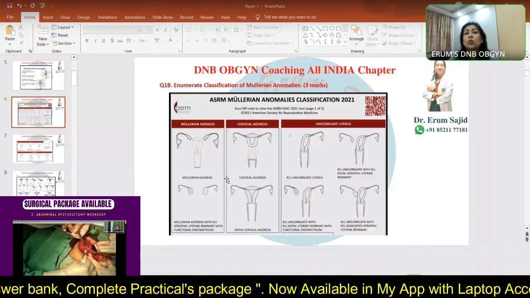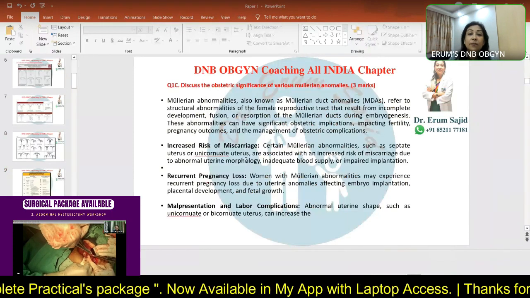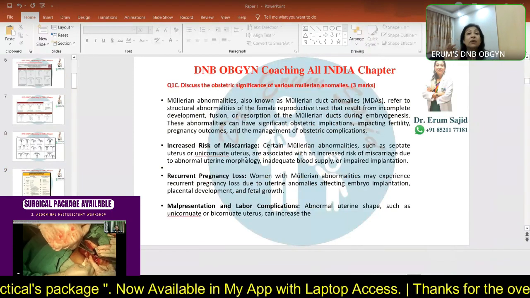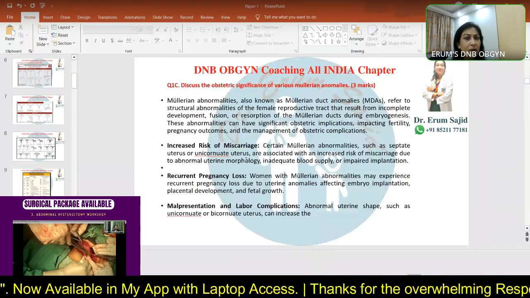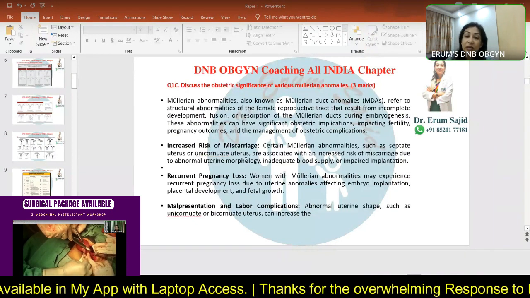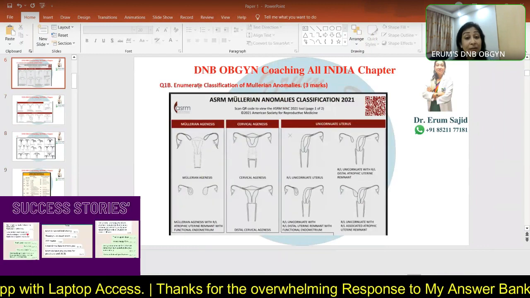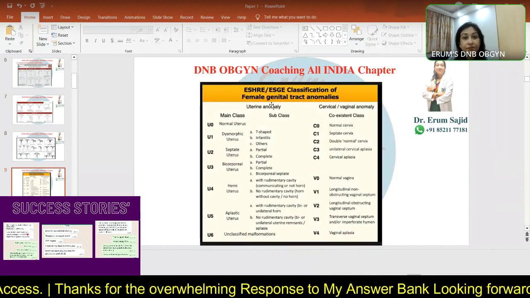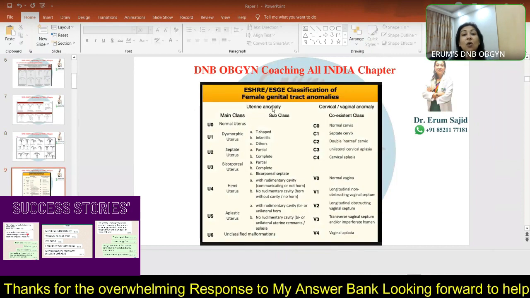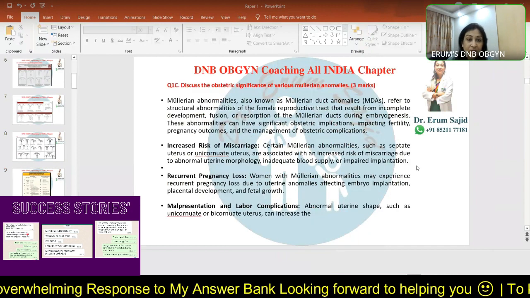So a little bit more about each classification. So this is why I have included this particular thing as well. Remember, guys, they can ask you any day one particular classification in detail, maybe for a 4-mark question or a 5-mark question. So, this time this question was asked as enumerate. Sometimes they can ask this question as describe in detail the ESHRE classification. Okay, so this is why I've included this detail as well, because next year you never know.